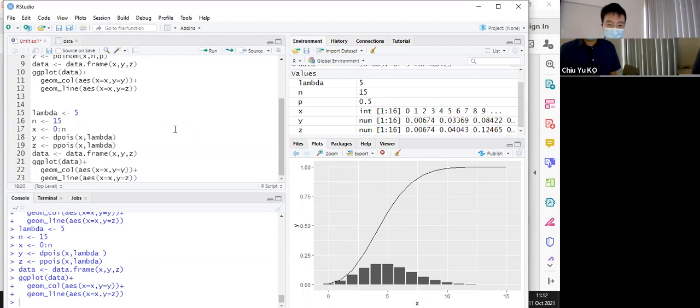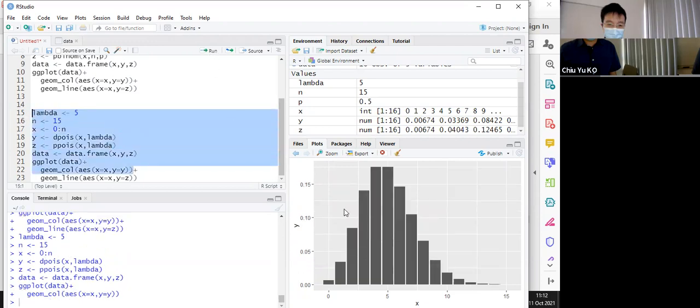Okay, this is how I draw the two graphs at the same point. But of course, if you don't want the z, you can just run without the last line. You can run this one only. This will give you this very nice looking Poisson.